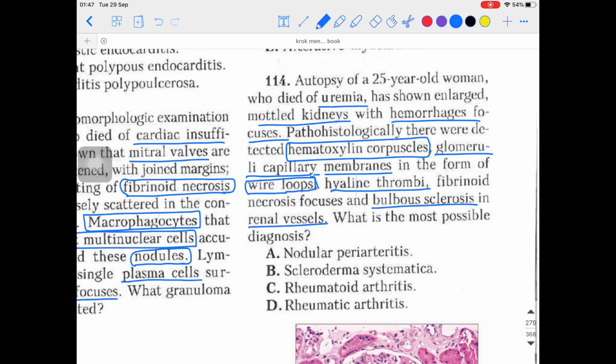are seen in the blood. So that means the kidney is showing signs of kidney failure. The kidney is not able to work, so that is uremia. Kidney failure is happening over here, and a mottled kidney was seen in the autopsy, and hemorrhagic foci were seen in the autopsy. So the kidney was actually damaged very severely.